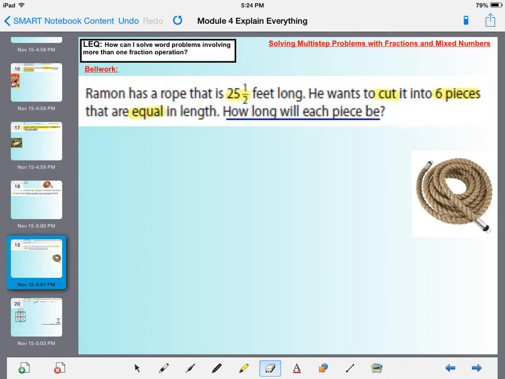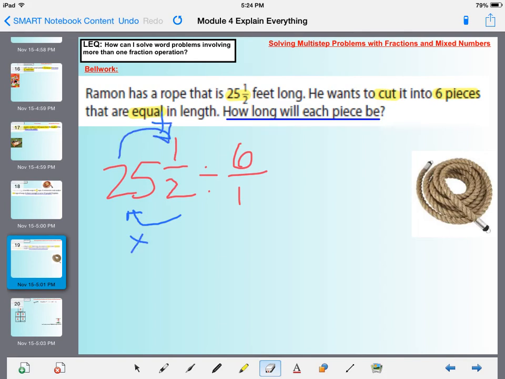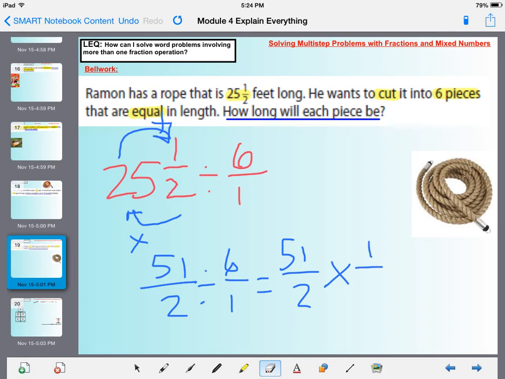So we're going to take our total of 25.5. That's how much total rope we have. We can divide by 6 over 1, and that will tell us how long each piece will be. We're going to turn this mixed number into an improper fraction: 2 times 25 is 50, plus 1 is 51 over 2, divided by 6 over 1. The rule tells us to keep that first fraction the same, change that division to multiplication, and do the reciprocal of 6 over 1, which is 1/6.